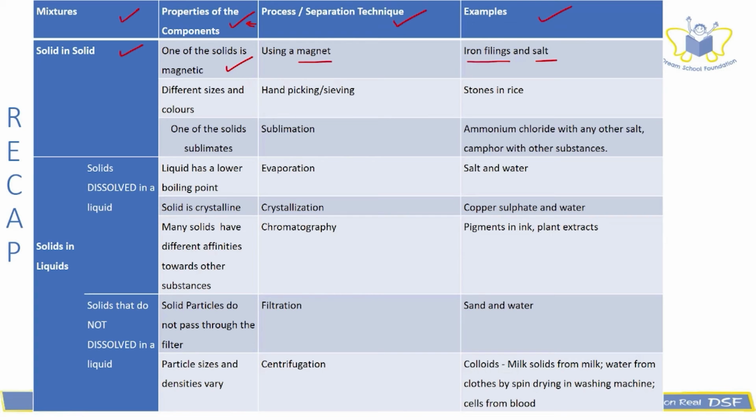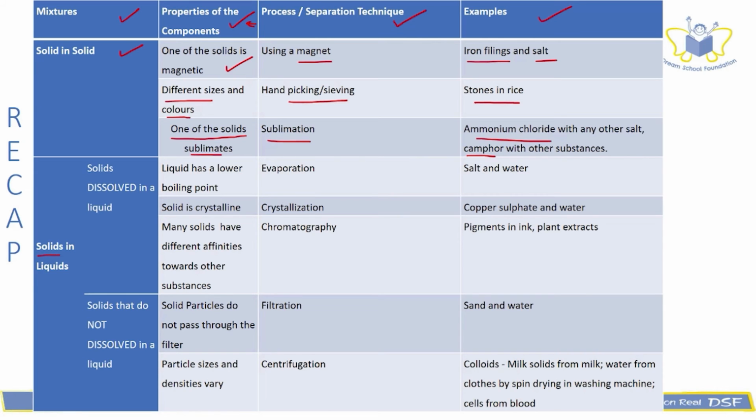Then let us look at different sized and colored components of a solid in solid mixture. We can use hand picking or sieving. Example is stones in rice. Next property, one of the solids sublimates. So we will use that property, sublimation. Example is ammonium chloride with any other salt and camphor with other substances.